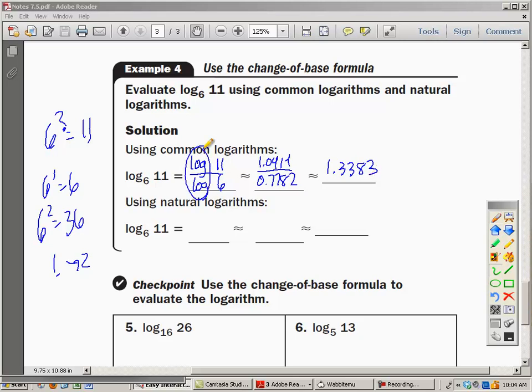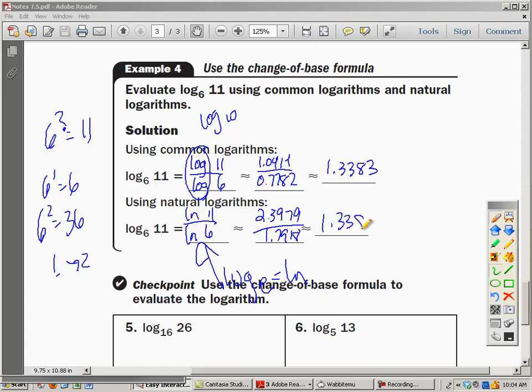All right? What if I did it with natural logs? Instead of choosing log base 10, I'm going to use log base e, or natural log. So this becomes natural log of 11 over the natural log of 6. Now the natural log of 11 comes out to 2.3979, and the natural log of 6 is 1.7918, which gives 1.3383. Now, as I said before, 6 to the first power is 6, 6 to the second power is 36, so 6 to the 1.3383 power should be approximately equal to 11.